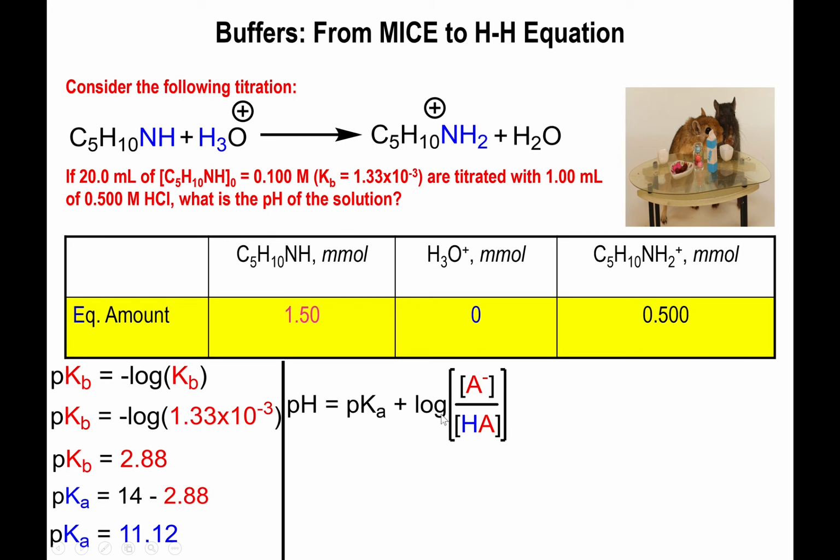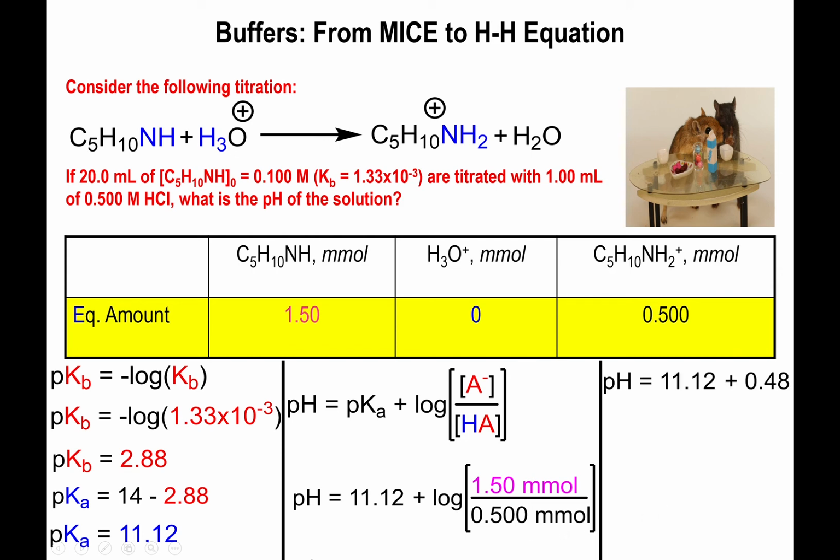Now we're going to input the millimoles. The base is the species right here, C5H10NH. In other words, the species with a lesser amount of hydrogens. So we're going to input 1.50 millimoles on top. And for the acid, which is the species with a higher amount of H's, we input the 0.5 millimoles on the bottom. And when you take the log of that ratio, you're going to find out that equals 0.48. Being added to 11.12 gives you a value of 11.6 for the pH.